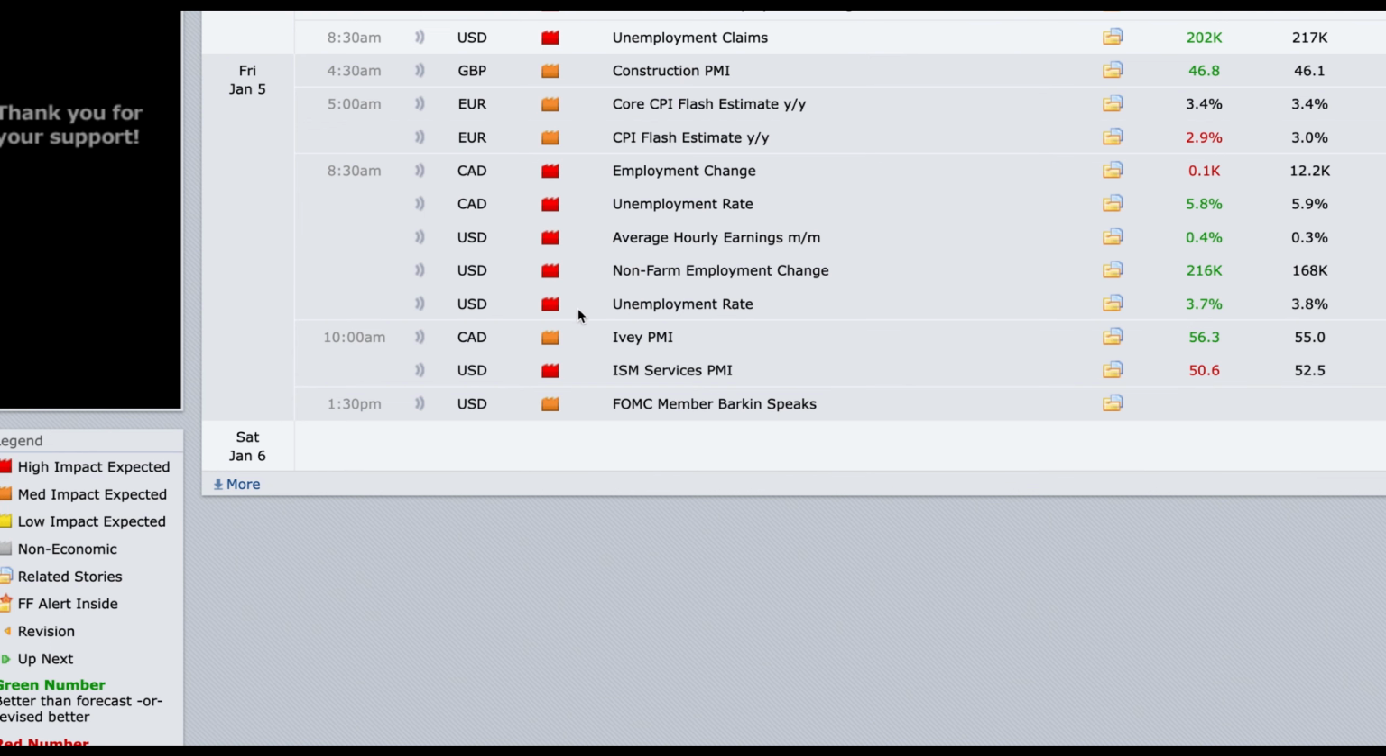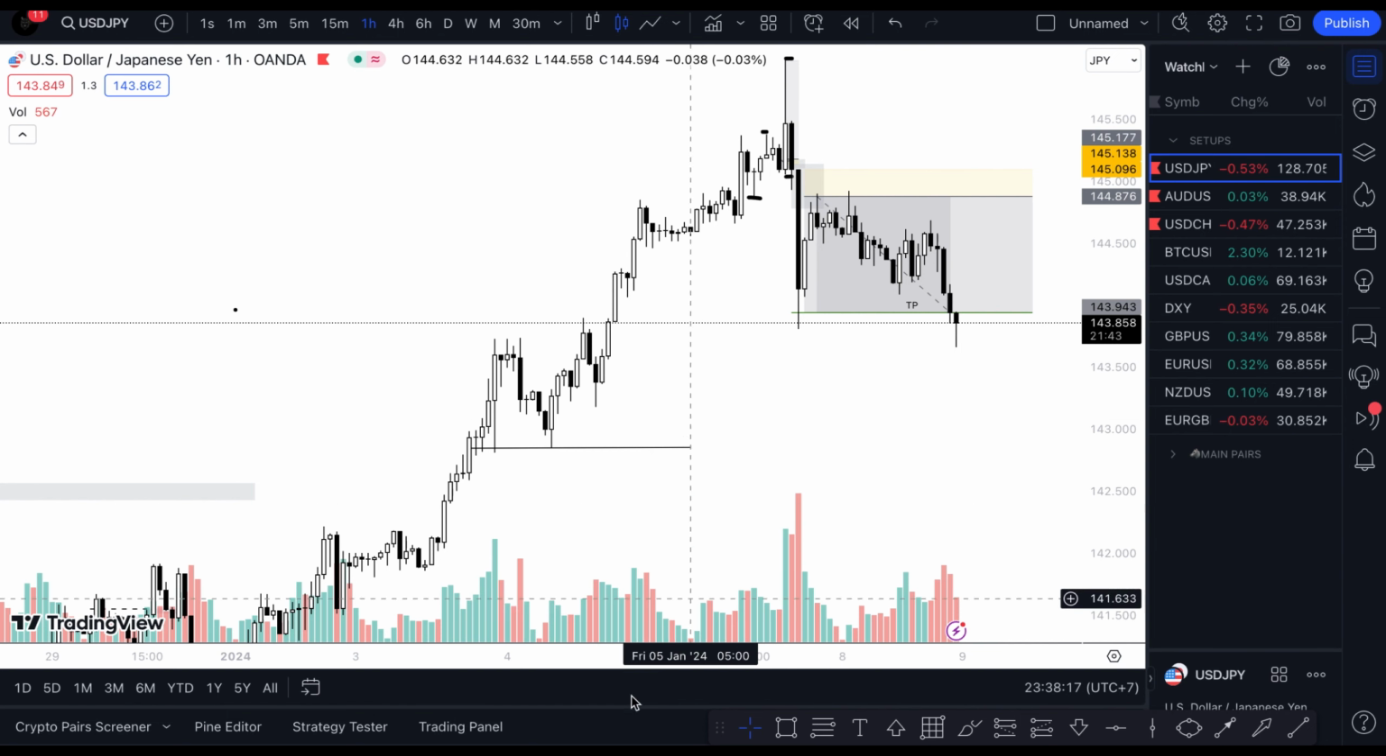So what I like to do is what I just said, and then what I did on Friday was I was mainly focused on the US dollar news because that's the most read, as well as Canada. And so I chose USD JPY.